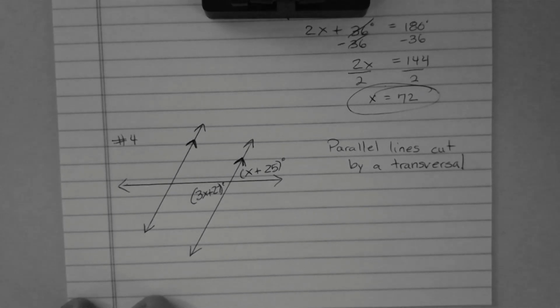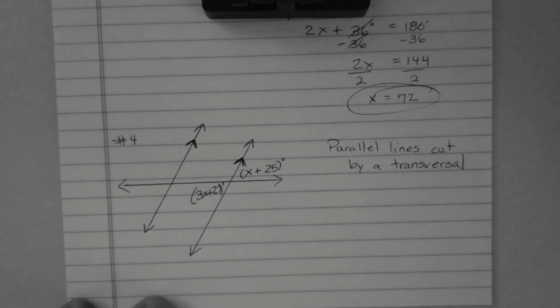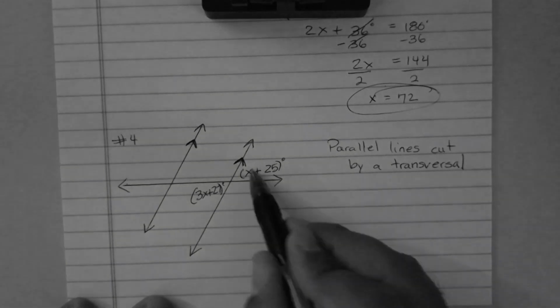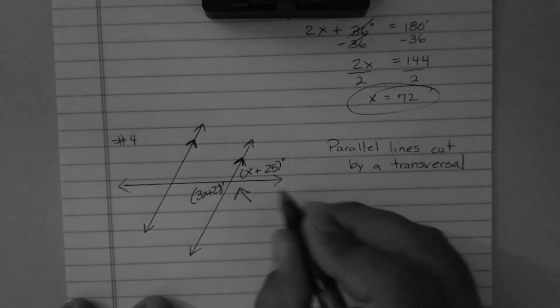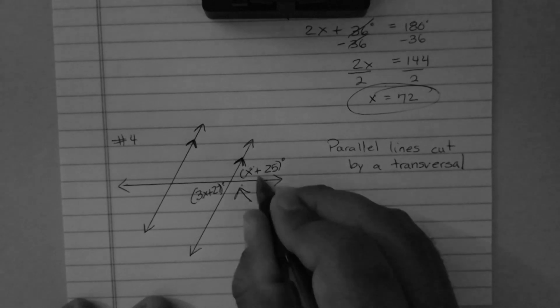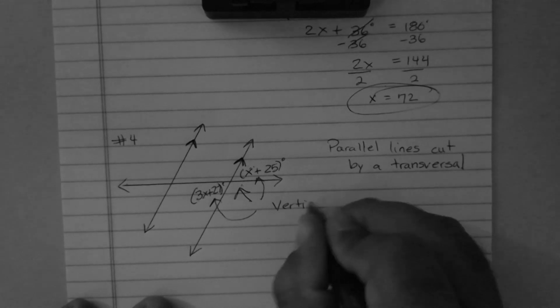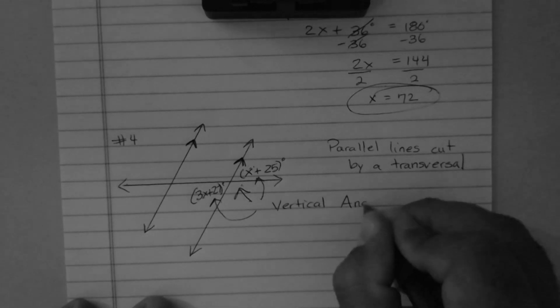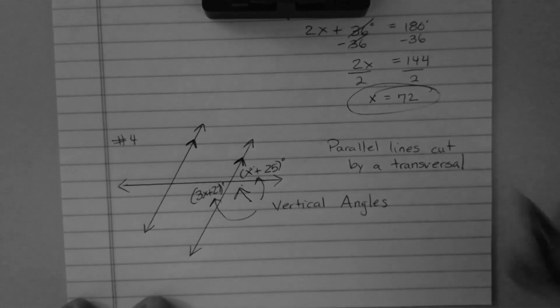There's a couple things that I taught you before. When you look at different parts of parallel lines cut by a transversal, there are things that are going to be congruent. What does congruent mean? They're the same. They're equal. So these two angles, for instance, have a specific name. When you have one over here and the other one's over here, this is called vertical angles. Vertical angles are congruent.